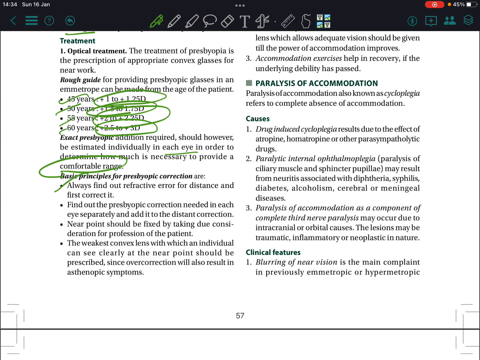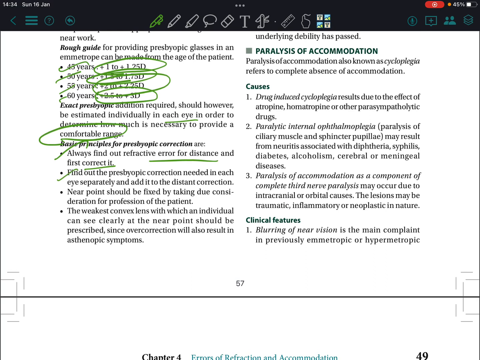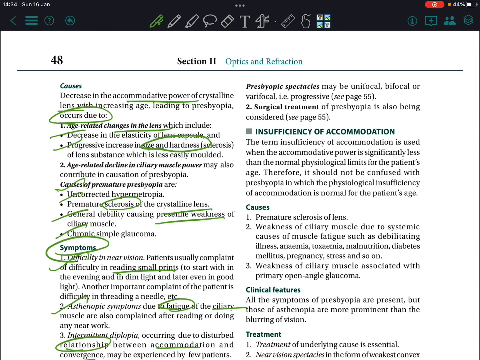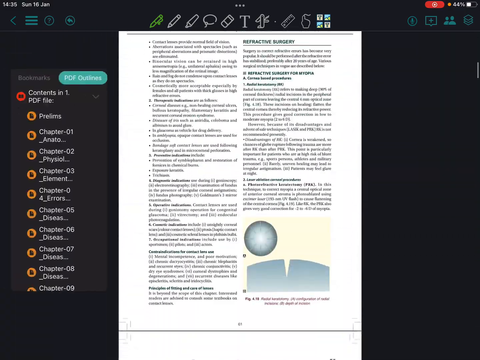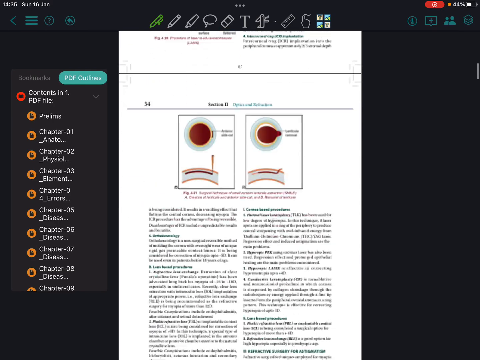Basic principles: always find out the refractive error for distance and first correct it. Find out the presbyopia correction needed in each eye separately and add it to the distant correction. Near point should be fixed with due consideration for the profession of the patient. The weakest convex lens with which an individual can see clearly at near point should be prescribed, as presbyopic spectacles. Surgical treatment is also done. Let's quickly see about surgical treatments.